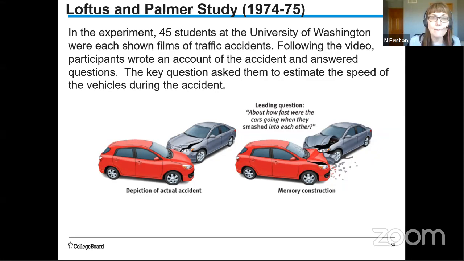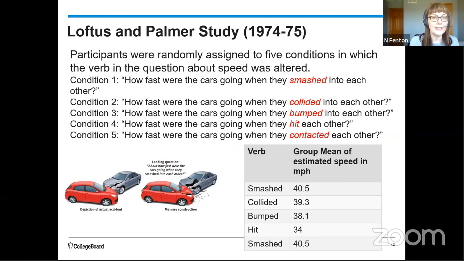But the key question, the one that mattered, was the estimate of the speed of the vehicles during the accident, right? And what she did is she randomly assigned these people to 5 conditions. And the independent variable is what was different between the conditions. So if you look here in condition 1, they all watched the same video, but they were asked how fast were the cars going when they smashed into each other. She asked another group collided, bumped, hit, and contacted. And then on this page, I also have the results, right? So this is the group mean of the estimated speed in each group based on the verb in the question.